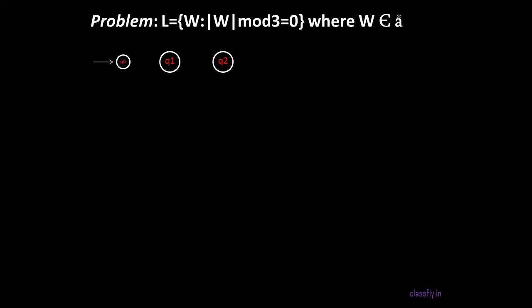Q0 is the start state. So A and another A and A. Q0 is our final state as well. Satisfying the problem statement, the solution has 1, 2 and 3 where it stops. And again 1, 2, 3. So the number of A's mod 3 is equal to 0. So this satisfies the given problem statement.